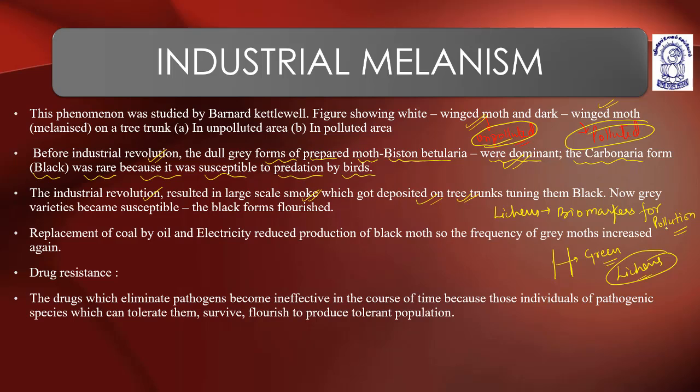So the industrial revolution resulted in large scale smoke which got deposited on tree trunks, turning them black. Previously they were green or yellowish green. Now they are black. Now the gray varieties become susceptible. The gray colored moth, typica, which was the commonest form, now becomes susceptible.